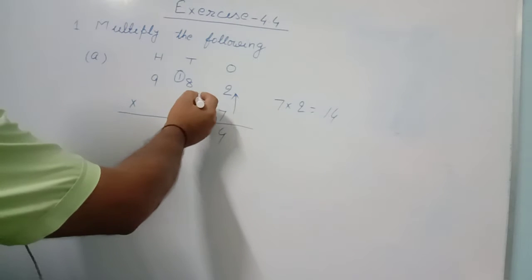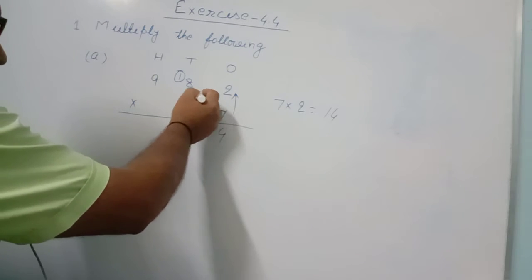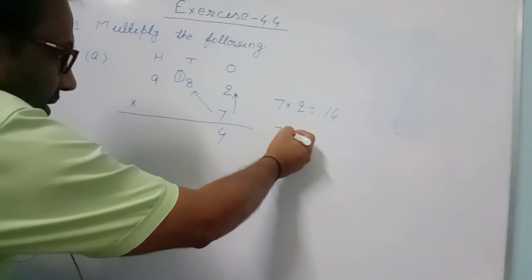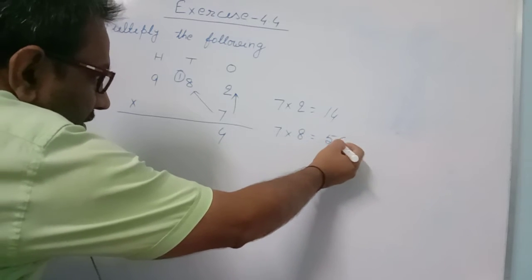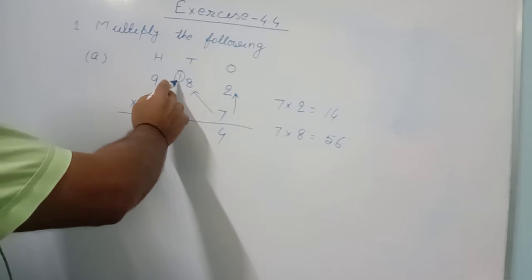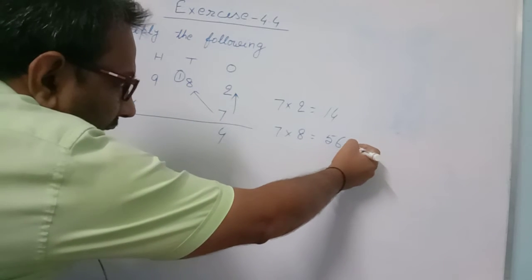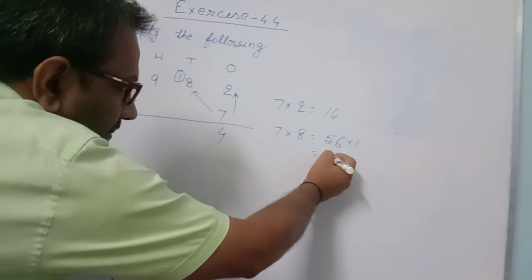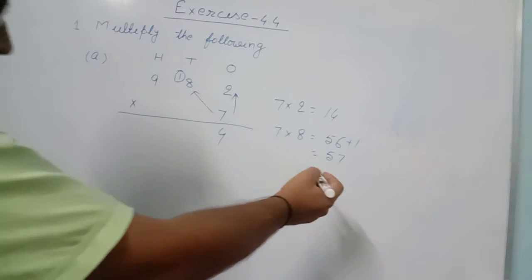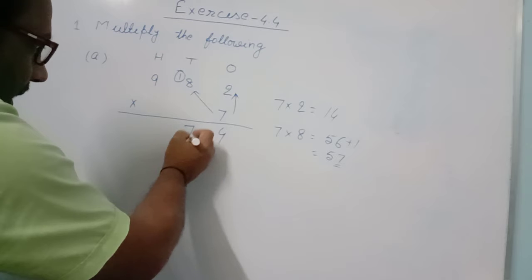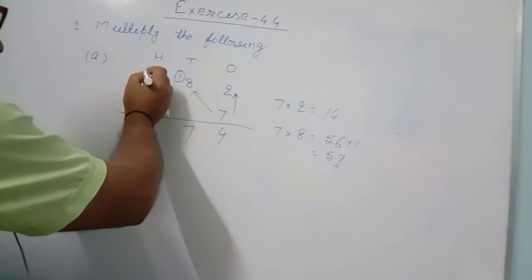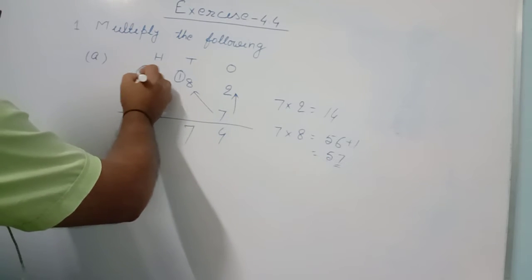Next, you will multiply these two numbers, 7 into 8, and you know 7 8s are 56, and there is 1 already, so I added that 1, we got 57. So this 7 is coming at 10's place and 5 is coming at 100's place, so we wrote here 5.